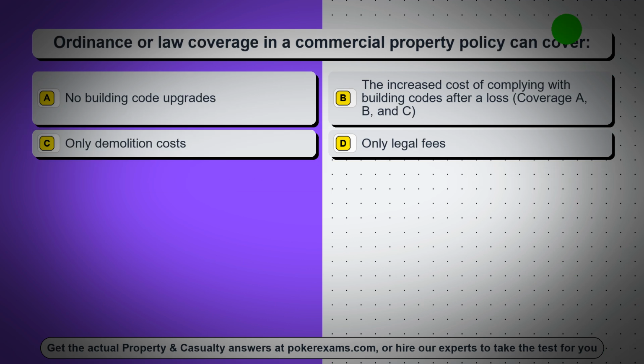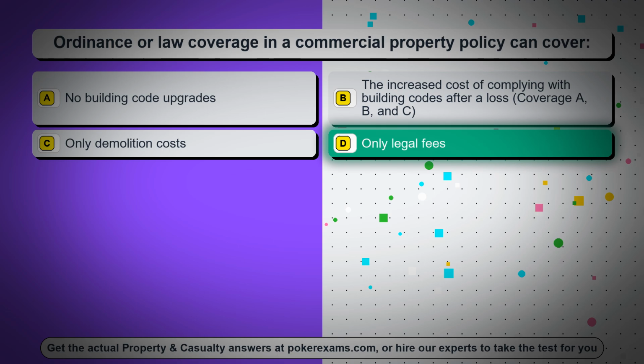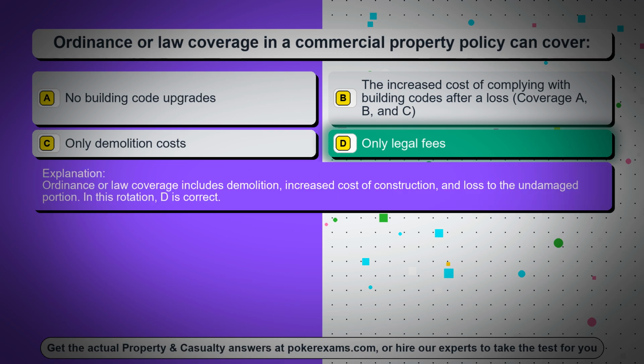Question 4. Ordinance or law coverage in a commercial property policy can cover: Option A, no building code upgrades. Option B, the increased cost of complying with building codes after a loss, Coverage A, B, and C. Option C, only demolition costs. Option D, only legal fees. The correct answer is option D, only legal fees. Ordinance or law coverage includes demolition, increased cost of construction, and loss to the undamaged portion. In this rotation, D is correct.